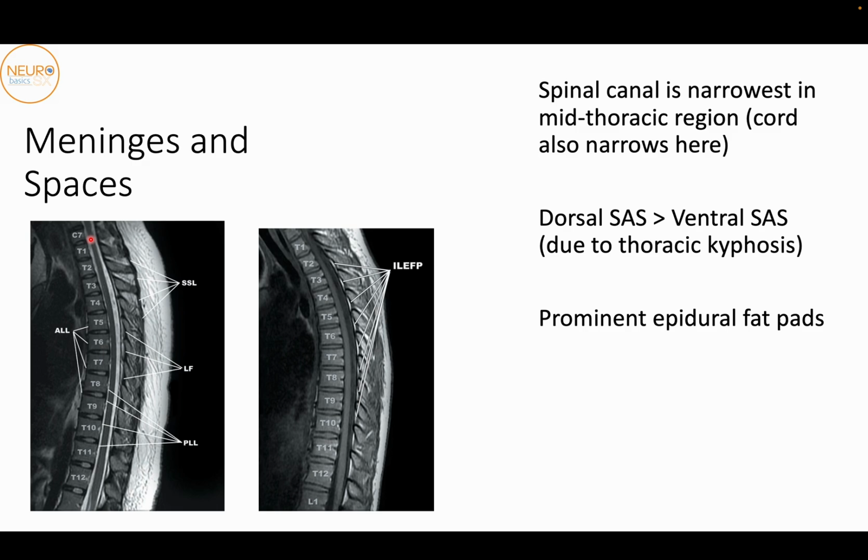But because of the thoracic kyphosis, the cord does shift a little bit anteriorly, and that is why the dorsal subarachnoid space is always going to be more than the ventral subarachnoid space. As compared to the cervical spine, there are thick epidural fat pads located in the dorsal spine and the lumbar spine. They're not very obvious in the cervical spine, but they're going to be obvious in your dorsal and lumbar spine.